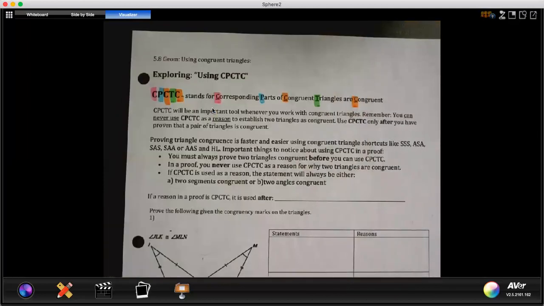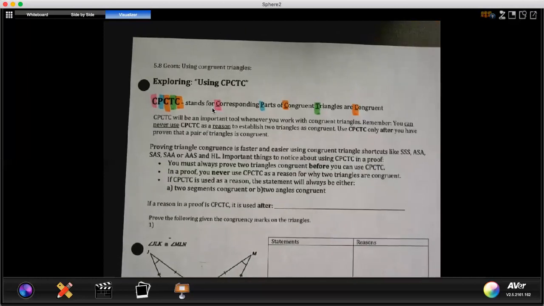Okay, so CPCTC. And this is a term that is used in all parts of math. So it's not like I made up this acronym. It is an acronym all in itself for math. So you would see this phrase on the internet or anywhere else that you go to learn math. So CPCTC, which is corresponding parts of congruent triangles are congruent, is going to be an important tool that you're going to be using when you're talking about congruent triangles.